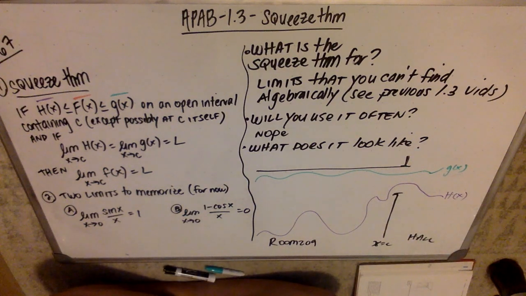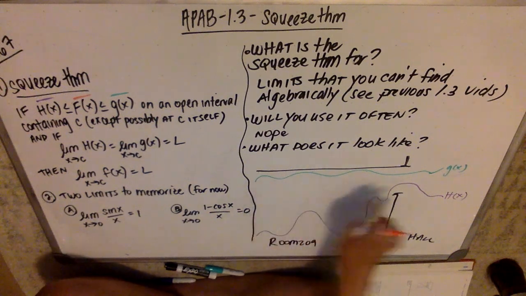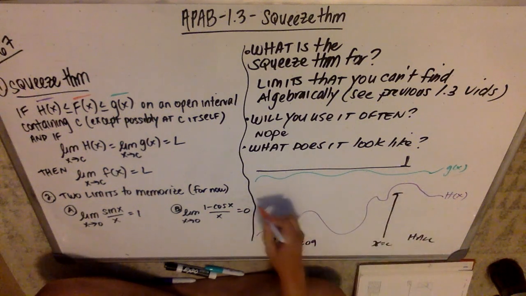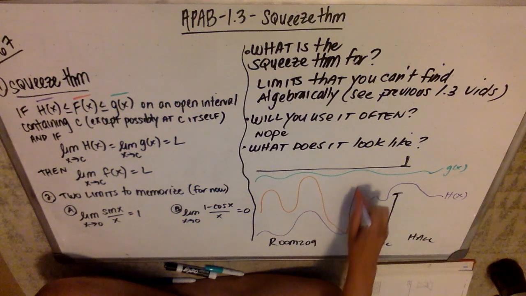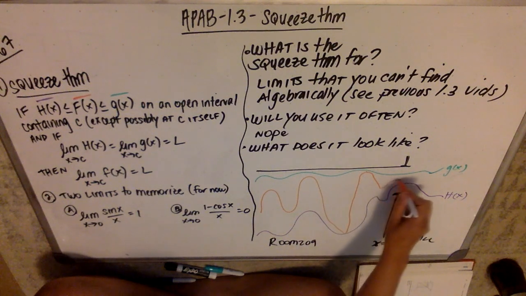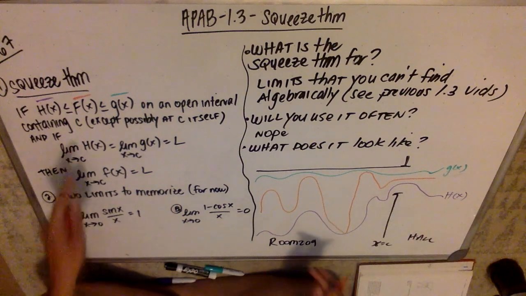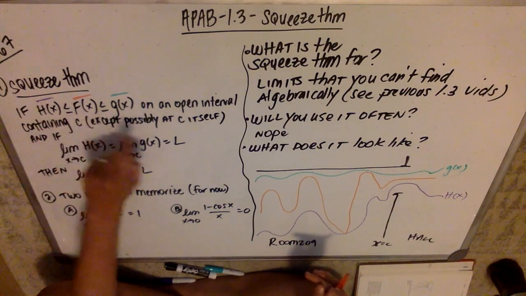And then my F function is usually me, so I usually pick one student to be the G function on top and one student to be the H function. My F function might do a lot of crazy stuff. It might even get to the point where it touches one of the other functions. But it's forced to stay between them because H is below F, which is below G.